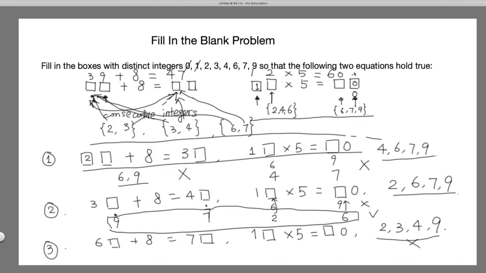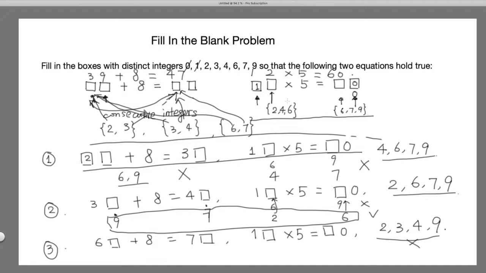A bit of review of this problem. What's the key to solving this question? The first key is actually pretty simple. You observe that 1 box times 5 equals box 0. Because of the property of multiplying with 5, you know this digit has to be 0. And because something multiplied by 5 is still a 2-digit number, the first digit in the second equation has to be a 1. So you constrain these 2 digits, 1 and 0. And now you're left with 6 digits to fill the other 6 boxes.